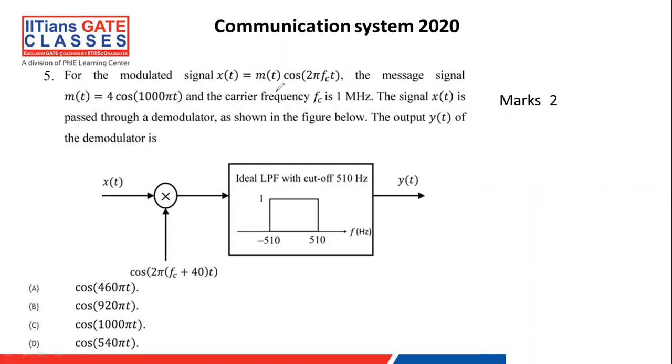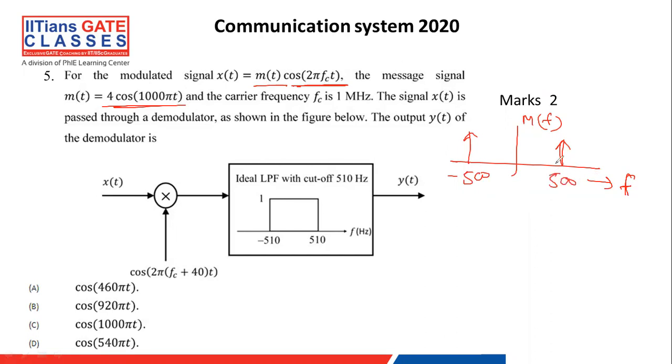So this is m(t) cos 2πfct. Now m(t) is given as this. So in the frequency domain, you can write this as M(f). It will look like 2 impulses located at, what is the frequency? 500 hertz. In terms of hertz, it will be 500. In terms of radian per second, it will be 1000π. So it will be minus 500 and 500. This is M of f.